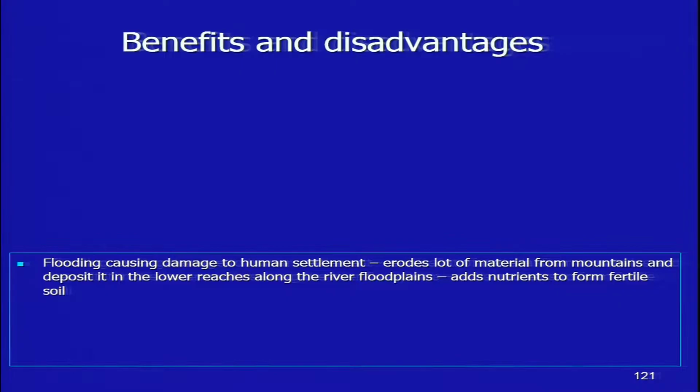Now, for example, if you take flooding, of course, we usually try to avoid it and always pray to God that such an event should not occur. Flooding causes damage to human settlement, but at the same time erodes a lot of material from mountains and deposits it in the lower reaches along the river floodplain. So, eventually what it does, it adds nutrients to form fertile soil.